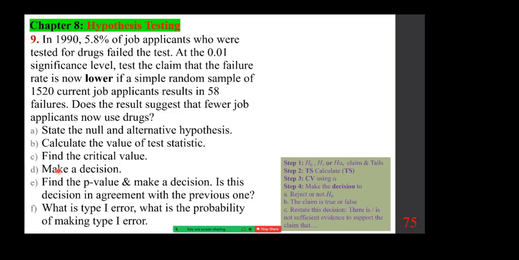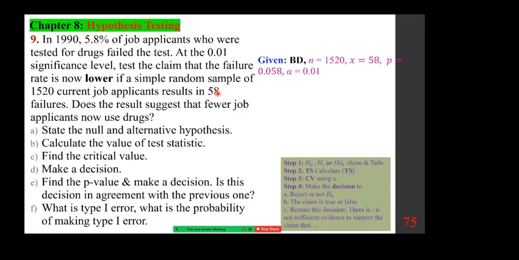Whenever we do statistics, in essence, we are doing a word problem. When we do a word problem, it is important to understand each and every part that is given. So 5.8%, that's a percentage, that's a portion. If you pick an applicant, it's either or, a binomial distribution, and there are 2 outcomes. So the percentage that failed the test is 5.8% because we either fail the test or we don't. Alpha is 0.01, n is 1520, x is 58.